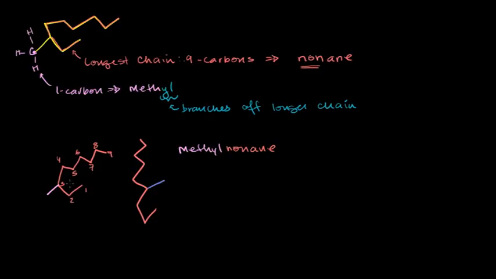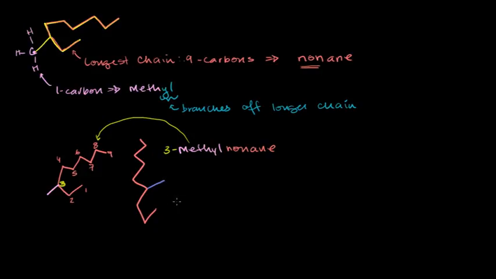So in this case, this would not just be methylnonane. Let me make this very clear. It would be 3-methylnonane. Because the methyl group, that one carbon, that one CH3, is attached to the third carbon on our nonane backbone. So that right there is 3-methylnonane. Since I drew this out, what is this right here?